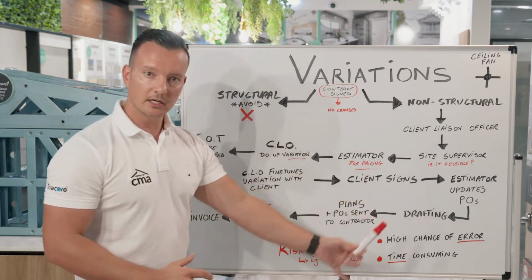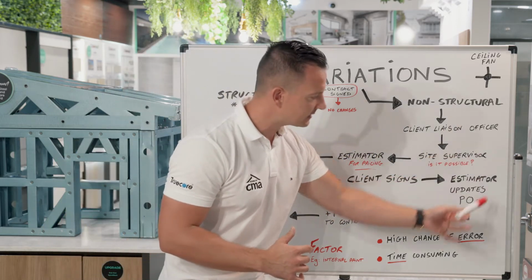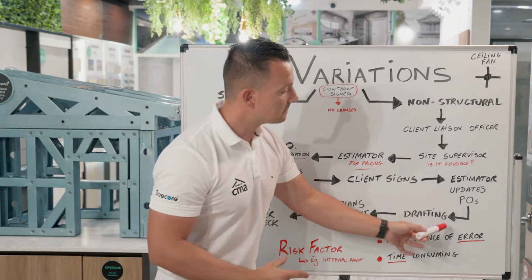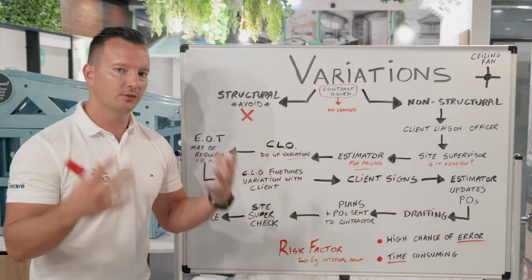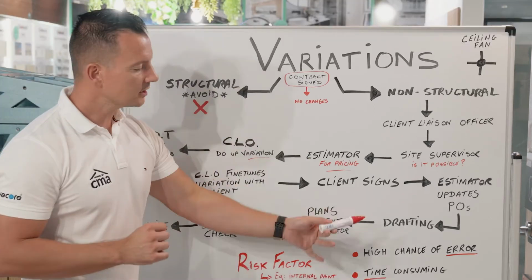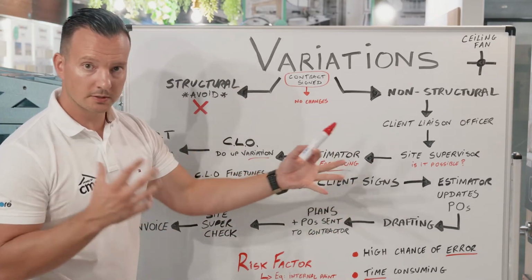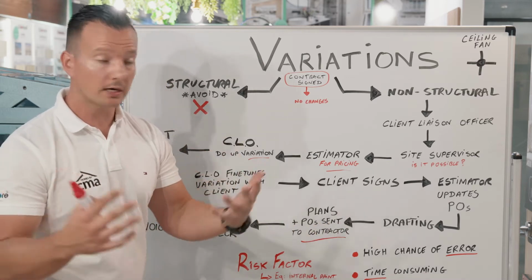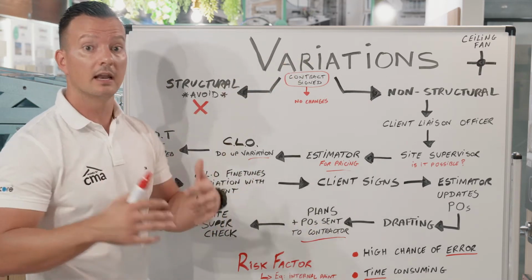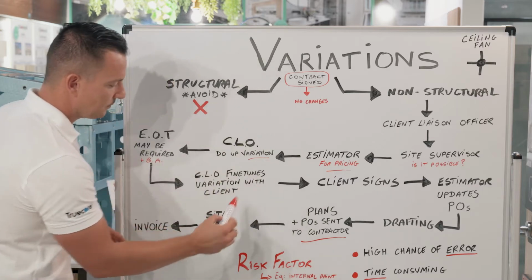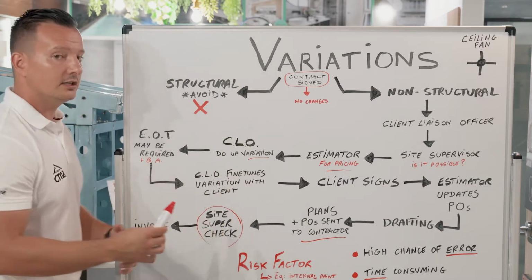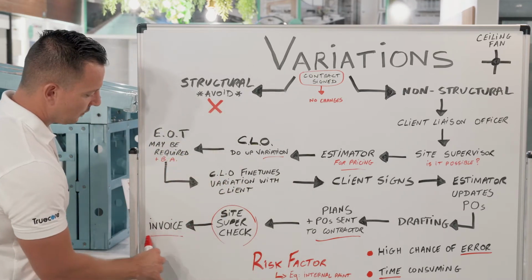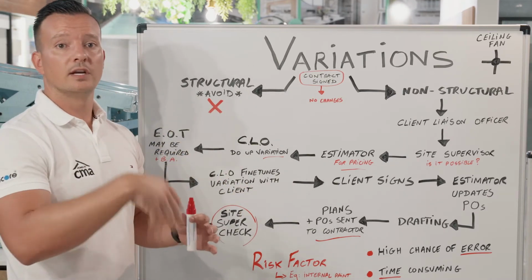Once we get a signed variation, it goes back to the estimator, who will then reissue new purchase orders, and it may have to go back to drafting if the plans need to be changed. So once we get the plans and the purchase orders back, they need to be resent to the relevant contractors, for example, in the case of the ceiling fan, the electrician, and from that point, the site supervisor will then need to make sure that the work gets done. And the final step is the invoicing of that variation once we reach that step.